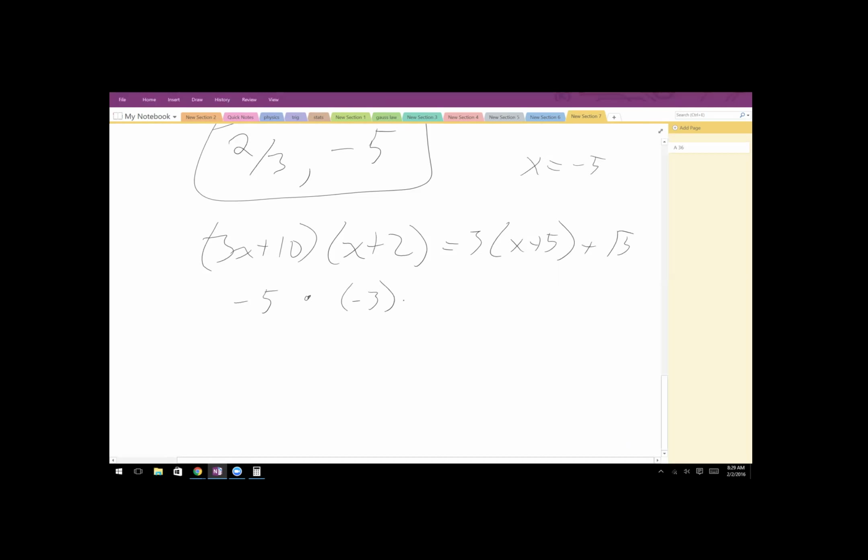So negative 5 times negative 3 on one side. The other side I got 3 times, what's negative 5 plus 5? 0 plus 15. What's negative 5 times negative 3? 15. 3 times 0 plus 15 is 15. So sure enough, the negative 5 is right because it made both sides equal to each other. And then you could check the 2/3 if you wanted to, but I don't really want to.